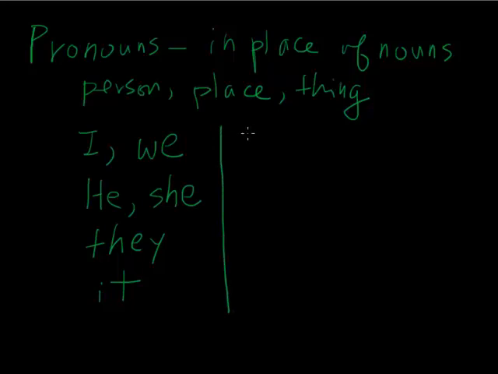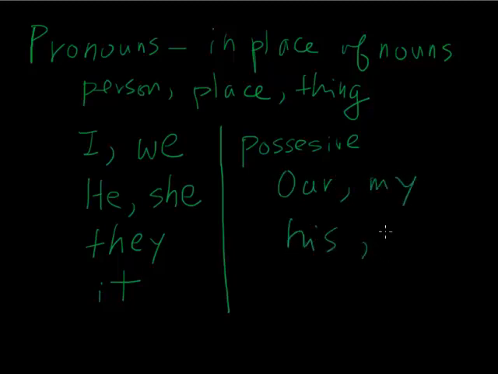Now we have the possessive pronouns. And possessive just means you have something. For example, our, my, his, hers, theirs, its. Note that it's without the apostrophe. Okay, so on the next slide, or the next page, we're going to go over a table that hopefully makes this clear.